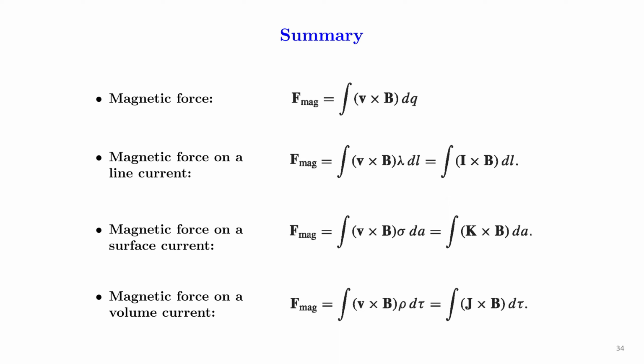So this is a summary of what we have learned. The general expression for the magnetic force is F mag equal to integral v cross B dq. The magnetic force on a line current is F mag equal to integral I cross B dl, and the magnetic force on a surface current is F mag equal to integral K cross B dA, and the magnetic force on a volume current is F mag equal to integral J cross B d tau.